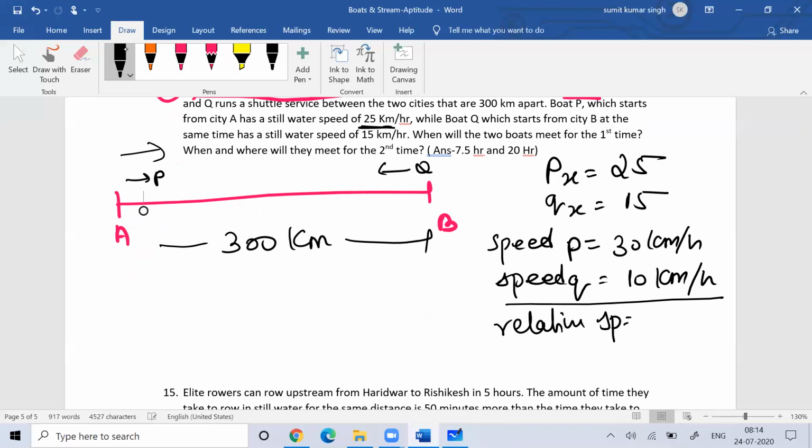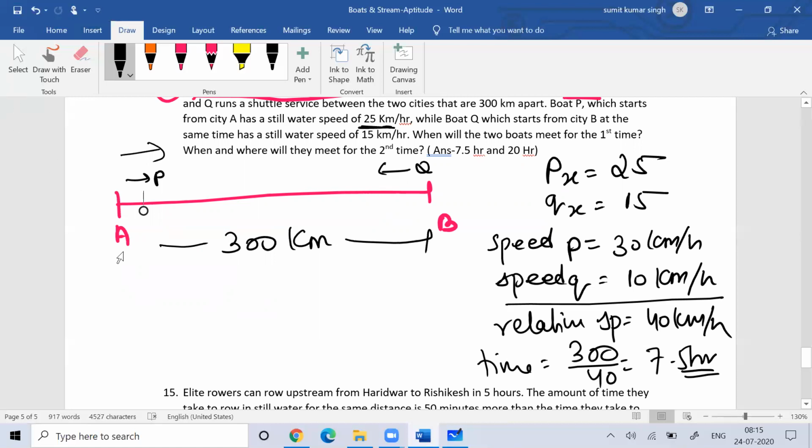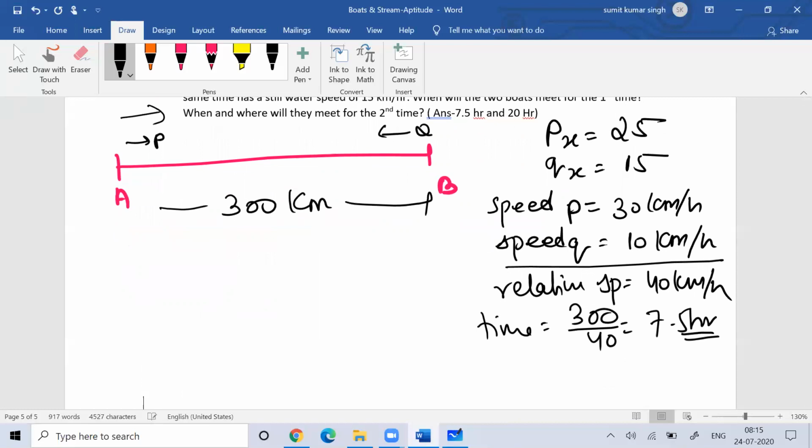So the relative speed between them would be 40 kilometers per hour, and the distance is 300 kilometers. So when they meet, that would be 300 by 40, which means 15 by 2. After 7.5 hours, they will meet. I hope you can easily understand this.